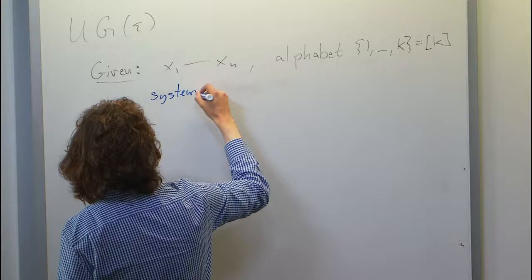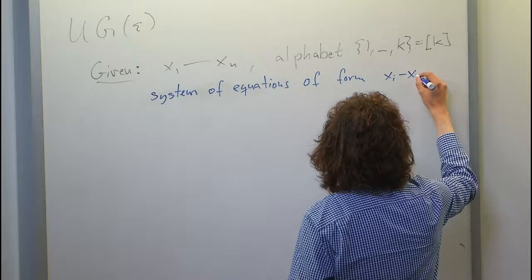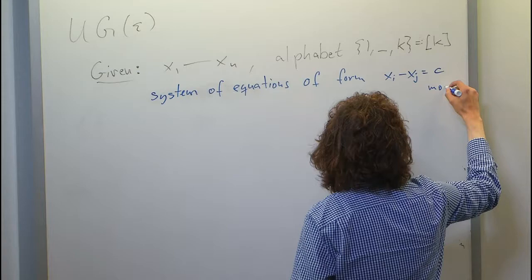And we have a system of equations in these variables. And these equations are very very simple. And so these equations, you ask them to be satisfied modulo k.